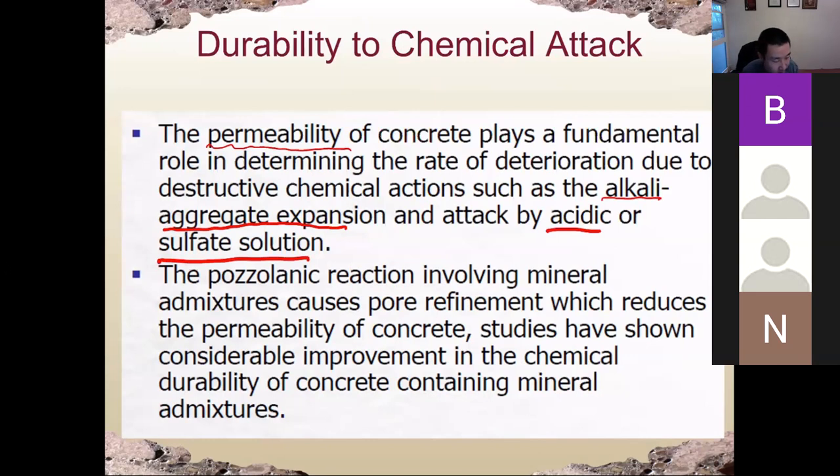The reason is because it will reduce the pore size, reduce the porosity. We call that pore refinement due to pozzolanic reaction. For silica fume, the pore size and porosity can be further reduced due to the small particle size.